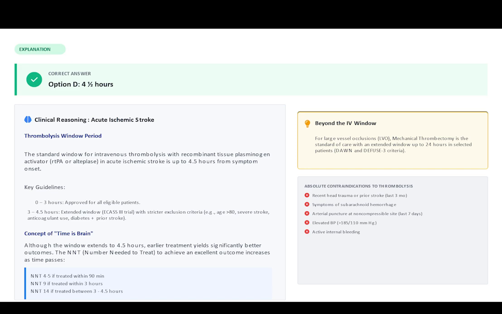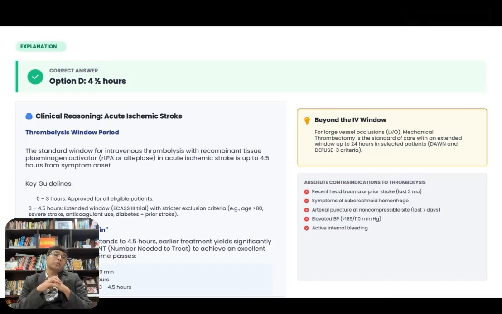Another interesting part: if a patient has blood pressure more than 185 by 110 and has been selected as a candidate for thrombolysis, it's better to treat the blood pressure below 185 by 110 for successful thrombolysis.